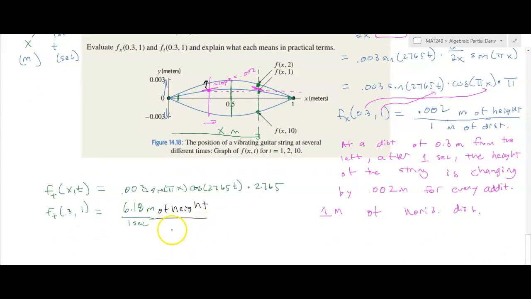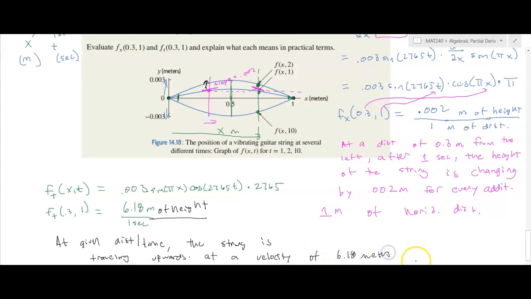So I'll just kind of summarize that. I'll say at the given distance and time, the string is traveling upwards at a speed or at a velocity of 6.18 meters per second.